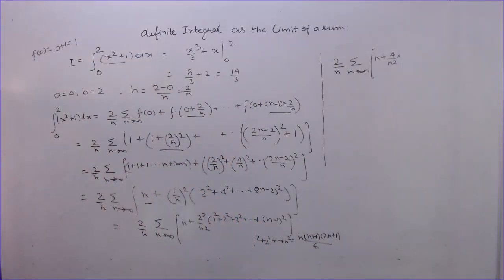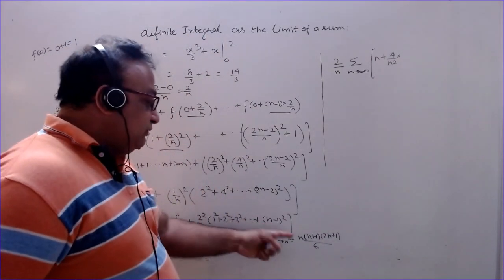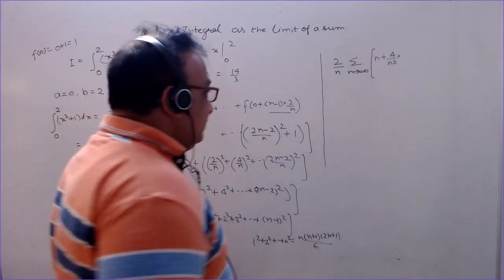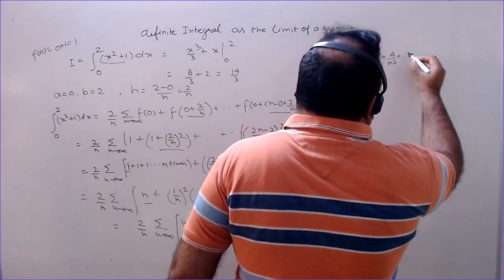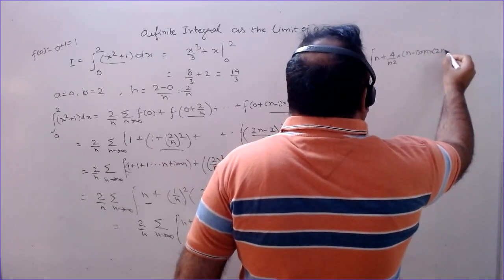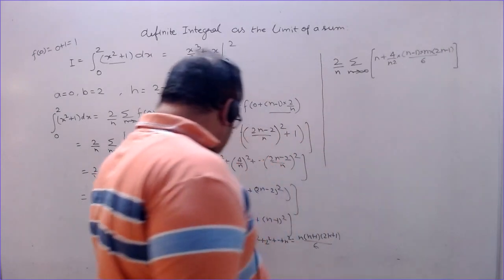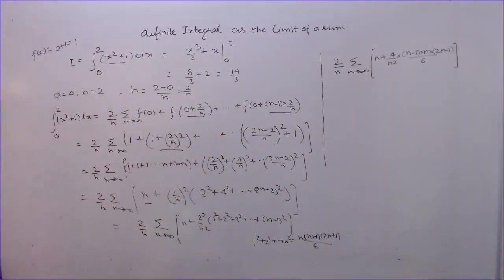So here I am writing this for n minus 1 number of terms, up to square of n minus 1. So in place of n, write n minus 1. So first term is n minus 1, second is n, and third is 2n minus 1, divided by 6. So we have to simplify this now.